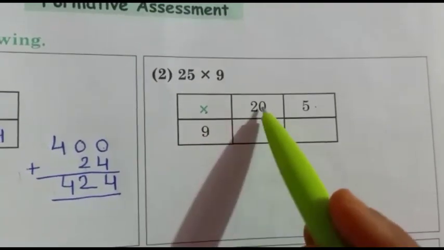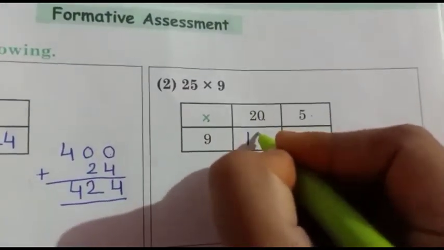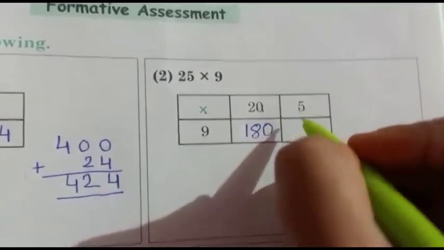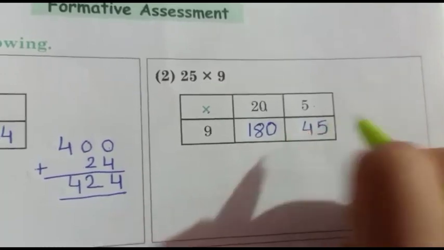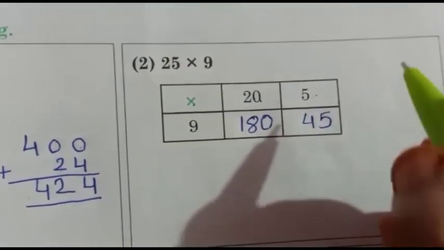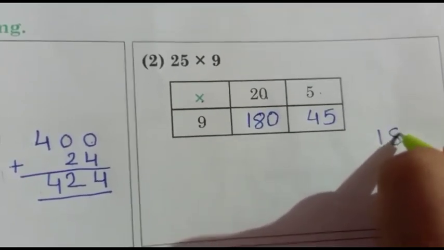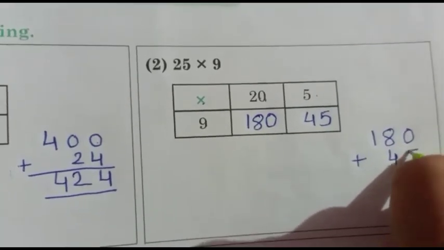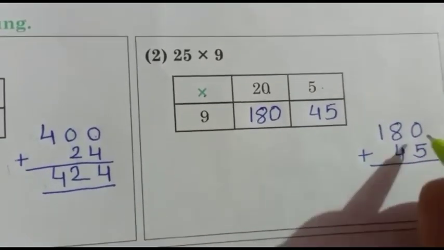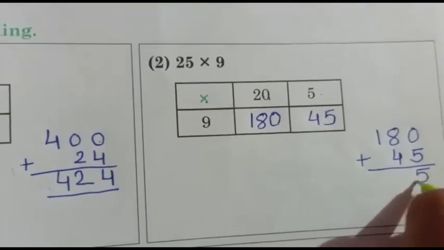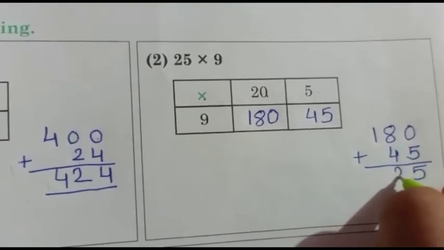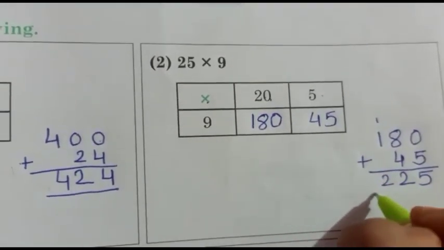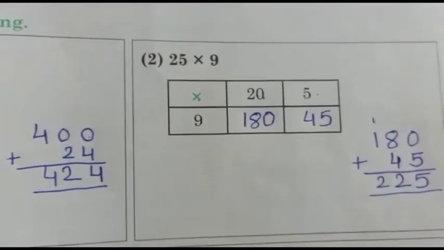Now let us solve this. 9 2s are 18. So you will write 18. And this plus 1 0, that is 180. 9 5s are 45. Okay, now let us do the addition. So 180 plus 45. Okay, 0 plus 5, 5, 8 plus 4, 12. So 2 you will write, 1 you will carry. 1 plus 1, 2. So the answer is 225.